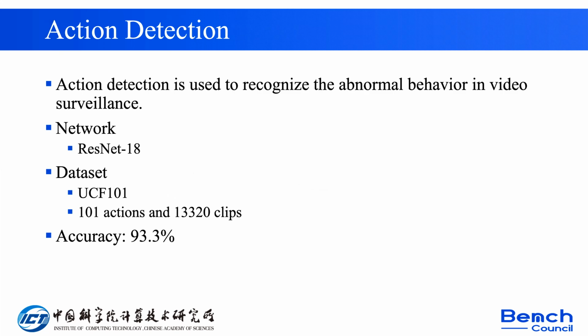94.8%. The second task in surveillance camera is action detection. Action detection is used to regularize the abnormal behavior in video surveillance. The task is quickly detected in a short time window. For this task, we choose ResNet 18 as the 3D model, and UCF 101 as the dataset, and the reported accuracy is 93.3%.